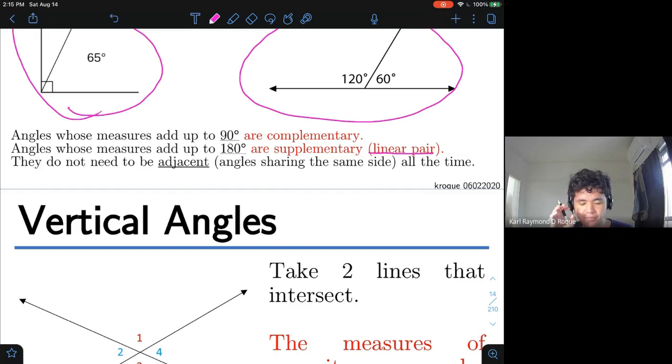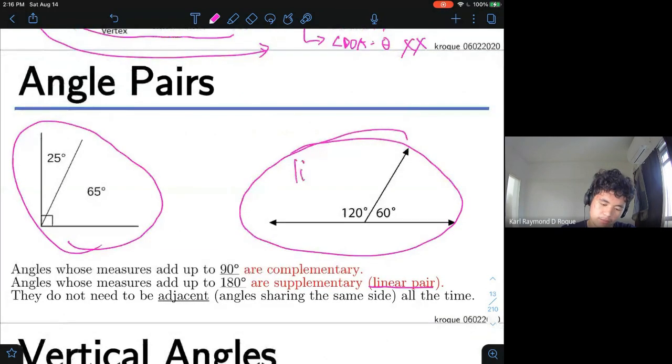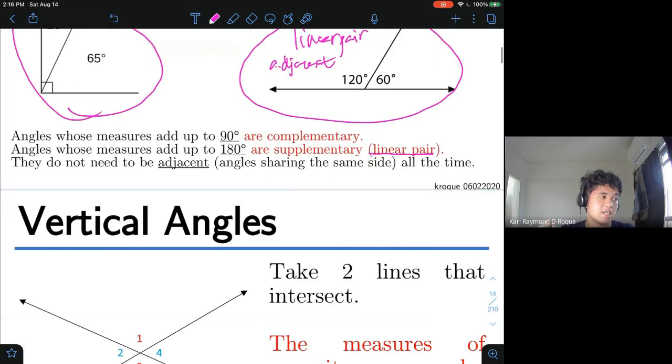Wait, sorry. Ang linear pair, dapat ano sila? Wait na, mag-search na ako. Okay, ang linear pair, adjacent sila. Adjacent angle sila. Ito linear pair. Requirement na linear pair. Requirement na adjacent sila. No? Pero if you're gonna say two angles are complementary or supplementary, hindi naman kailangan na adjacent sila all the time. Okay?